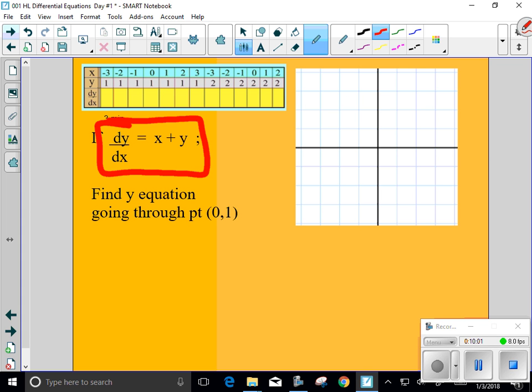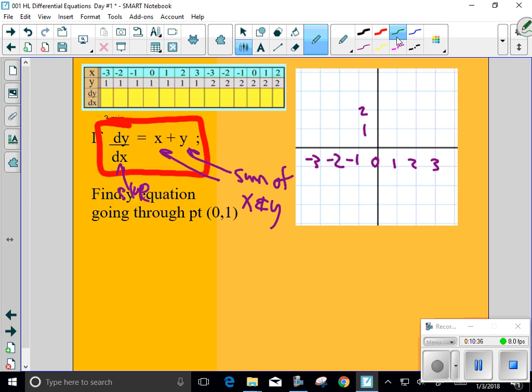So what we're finding here isn't a y value. We're finding a rate, dy dx. And this formula says that here's your slope, and here are the sum of x and y. We're saying that the sum of x and y is equal to the slope. So I'm going to pick some points, -1, -2, 0, 1, 2. I think this goes to -3. And then we'll go 1 and 2. We're going to calculate what the slope is and then sketch them.